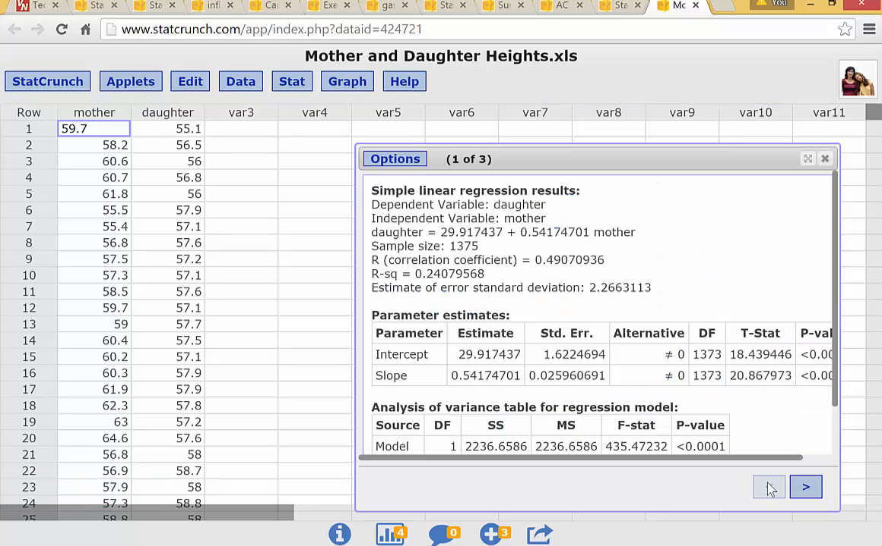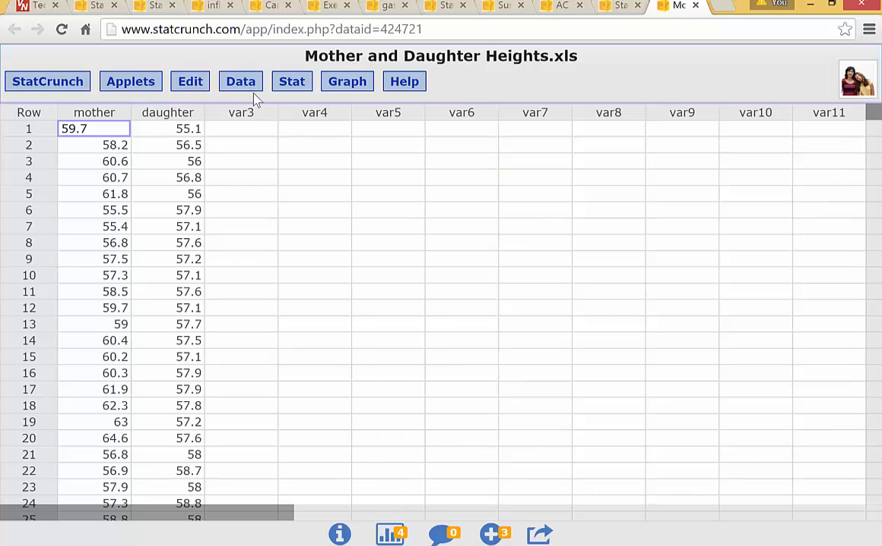So let's go back and look at the correlation coefficient. It is 0.491 if we round to 3 decimal places. And if we square that and we get R squared, then we would get, if we round to 3 decimal places, a value of 0.241. So we would say 24.1% of the variation in the daughter's height can be explained by variation in the mother's height. Let's look at another data set.